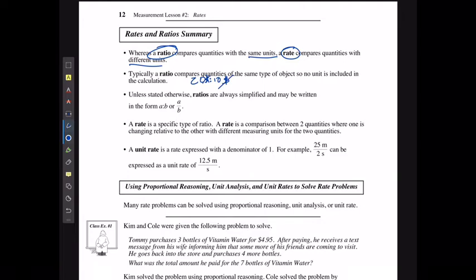Unless otherwise stated, ratios can be written either with the numerator on the left and the denominator on the right with a colon between them, or as a fraction. If I have a rate and I have different units, I always need to include what the units are. In this case, 25 meters per 2 seconds. I can do it as a unit rate by saying that it's going to be per 1 of whatever the denominator is. In this case, 12.5 meters over 1 second.